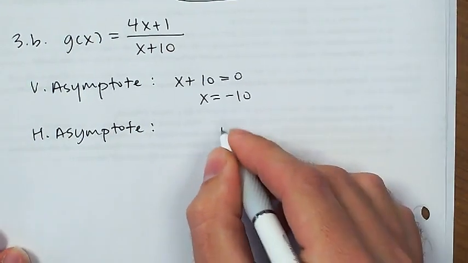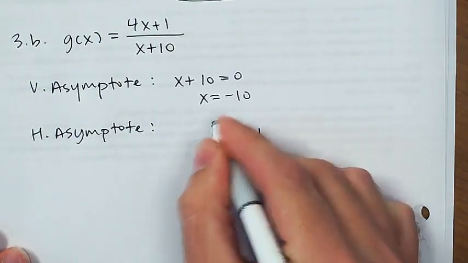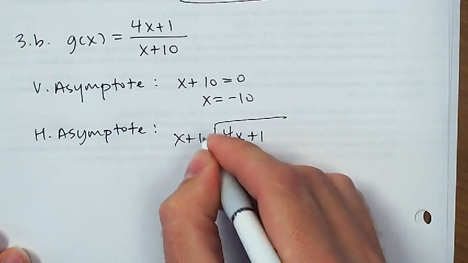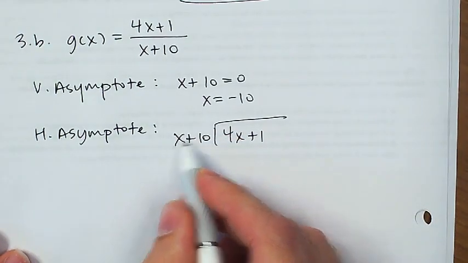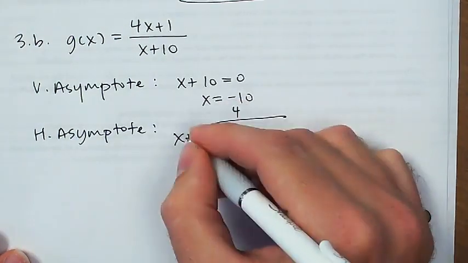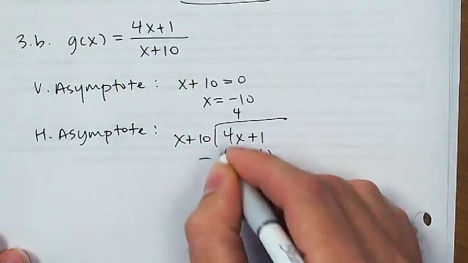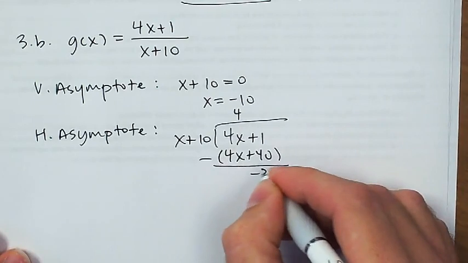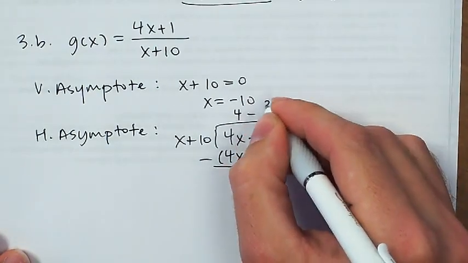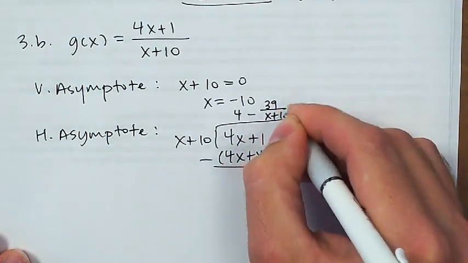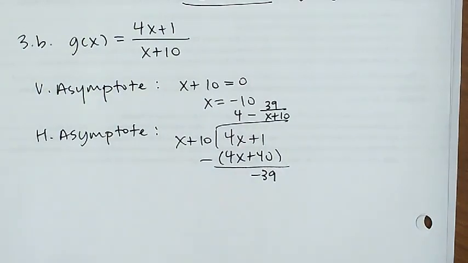But if I'm needing to demonstrate why this is true, I could do long division. Ask myself, what do I multiply x by to get 4x? That would be a 4. Multiply that down. 4x plus 40. I'm going to subtract that, and I'll get negative 39. So 4 minus 39 over x plus 10 is another way to write g of x.